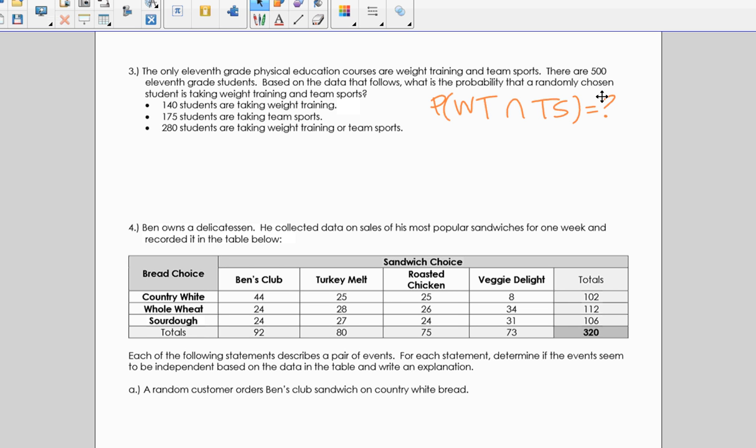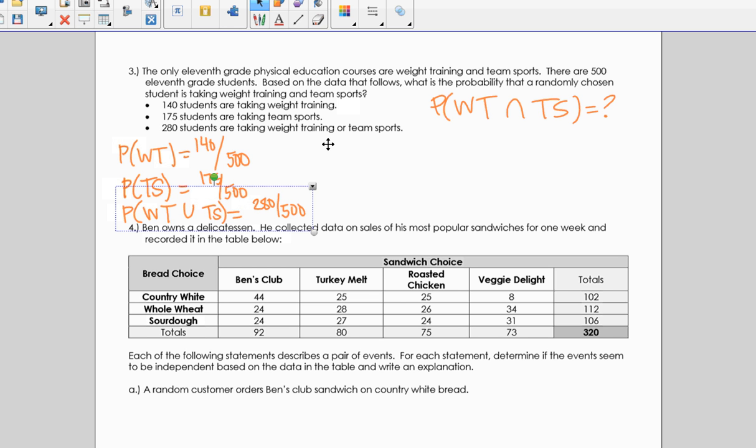Okay, so what are we given? 140 students are taking weight training, so the probability of weight training is 140 out of 500. The probability of team sports is 175 out of 500. And the probability of weight training or team sports equals 280 out of 500. Okay, so now we have all of our information down.